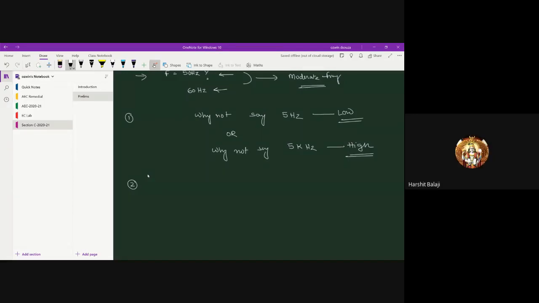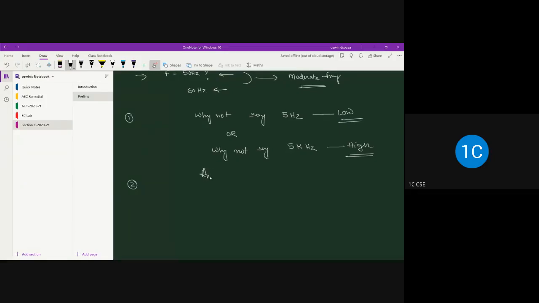Yes, sir. If the frequency is very high, it may lead to energy wastage through inductive and capacitive reactances. Okay, right. Correct. So you're saying that the reactances have some dependency on frequency, correct? Yes, sir. That's the answer, actually.